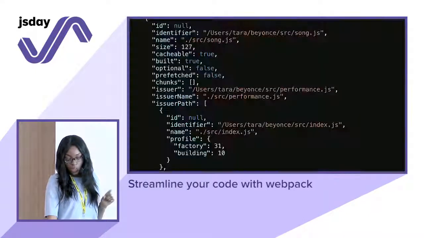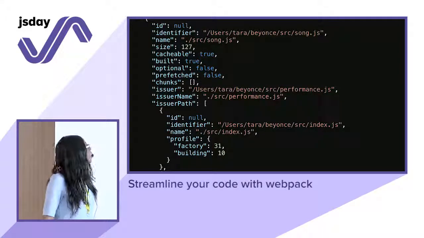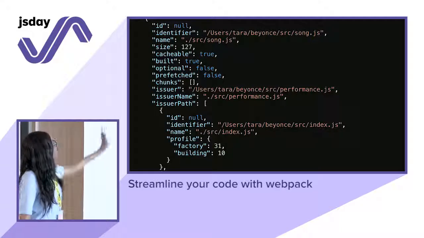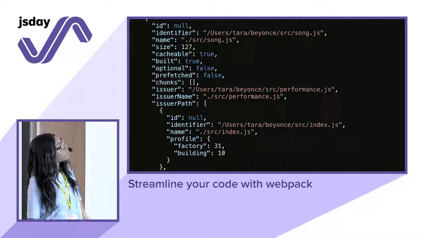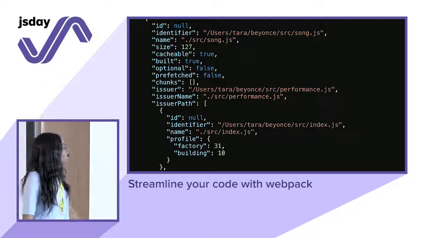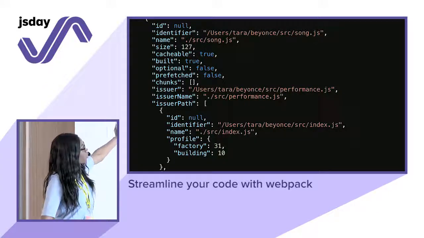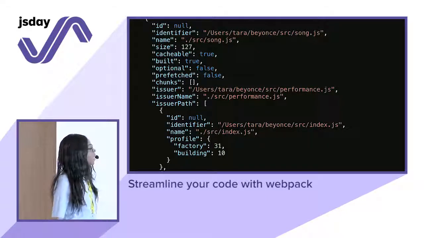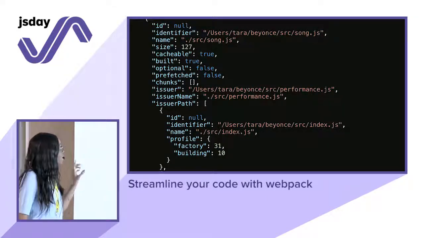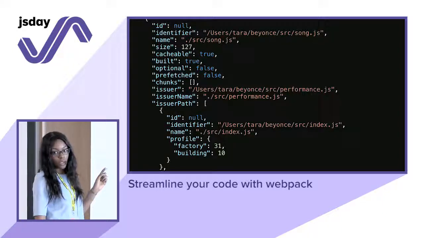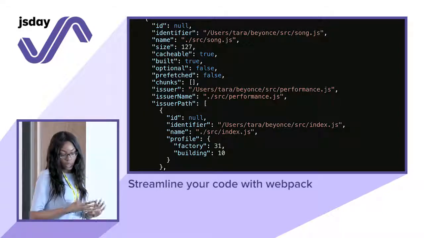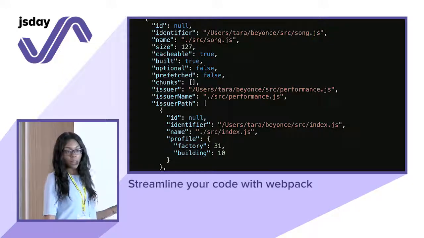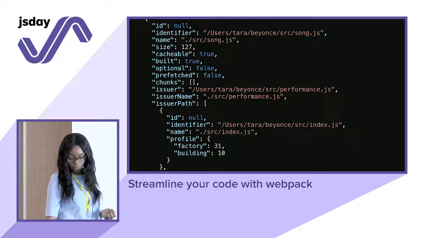So a small snippet of what this looks like in the little Beyonce application. You can see at the top, it's looking at the song.js module, which has been called from this issuer here in the performance.js. And the whole thing from this issuer path was inside an index.js module. And that is a super small snippet. The whole file for 4 modules was 684 lines long. So there's a lot that Webpack is doing on the internals.